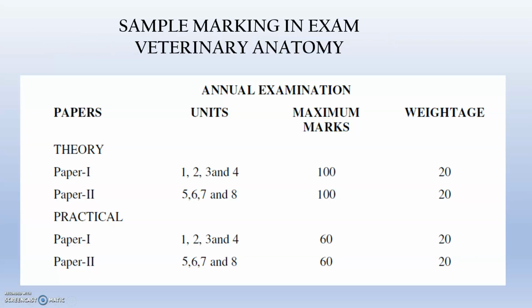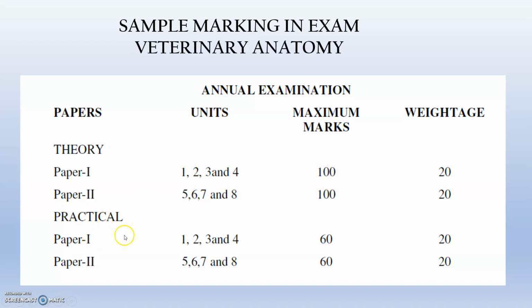Bad luck. So this is the sample marking in the exam, that is veterinary anatomy. In the theory exam, you will have paper 1 and paper 2. Paper 1 will comprise units 1, 2, 3, 4 and paper 2 will comprise units 5, 6, 7, 8. Paper 1 will be 100 marks, paper 2 will be 100 marks.